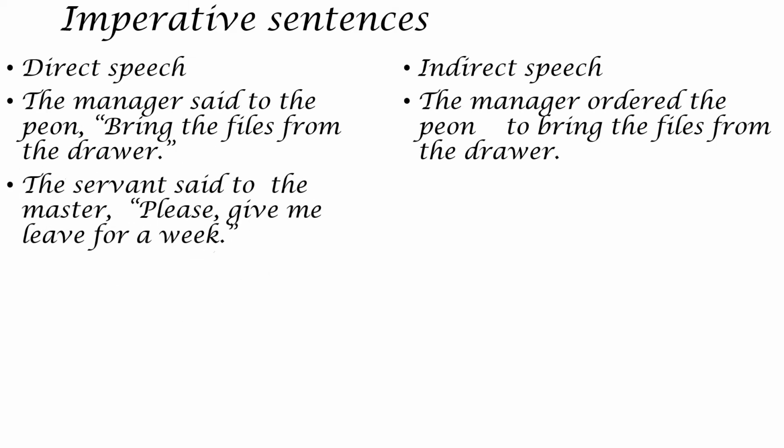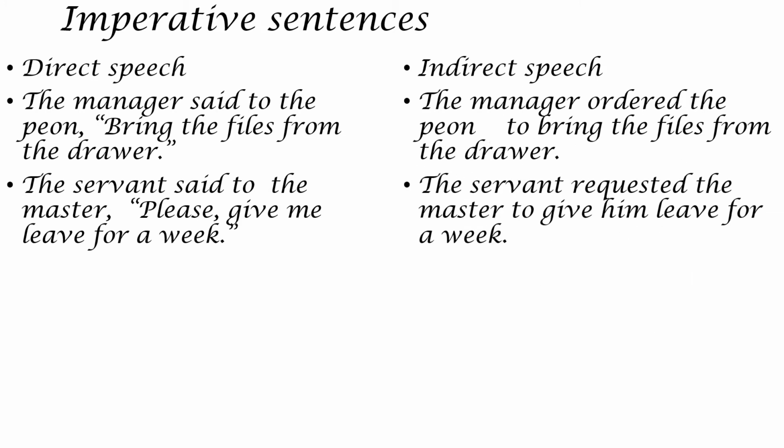The next question, the servant said to the master, please give me leave for a week. Now here we have please. Please means to request. So the servant requested the master. Then you remove please from your answer and straight away put to before the verb. Verb is give. The servant requested the master to give him leave for a week. That is how you change this sentence. Please you have to remove.